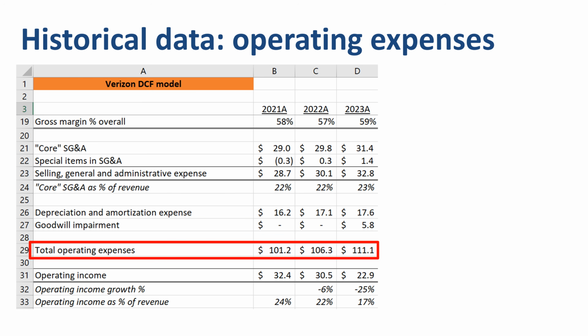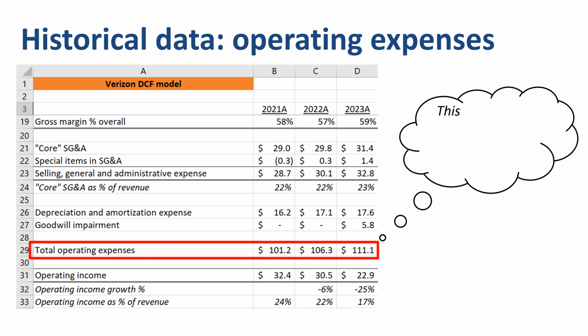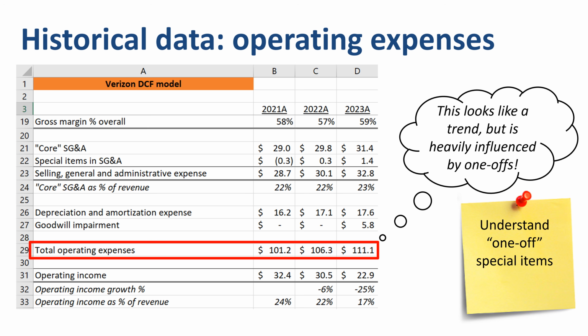Total operating expenses is a subtotal that adds up the cost of services and equipment sold, SG&A, depreciation and amortization, and the goodwill impairment. At first sight, this looks like a trend, adding about $5 billion in cost per year. But this subtotal is heavily influenced by one-offs. More equipment revenue in 2022, which lowered the gross margin percentage, and goodwill impairment in 2023. In order to decide if there is a trend or no trend, you have to understand what the special items are in the P&L.